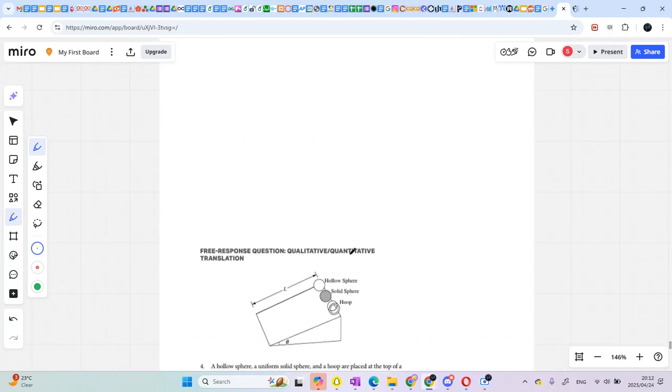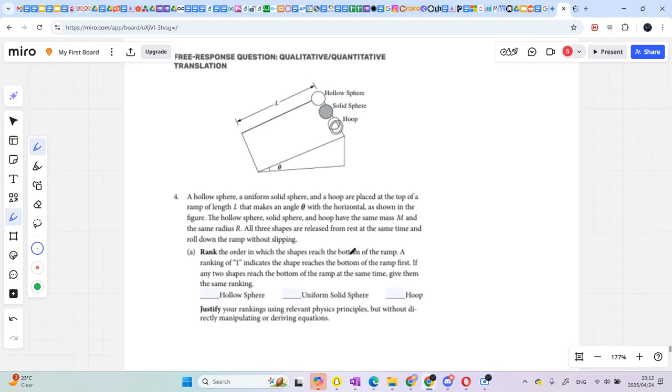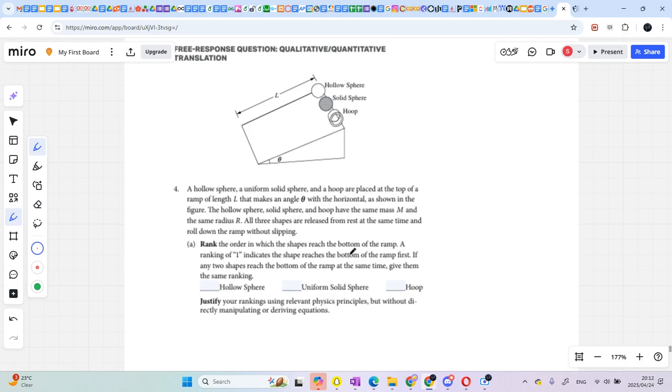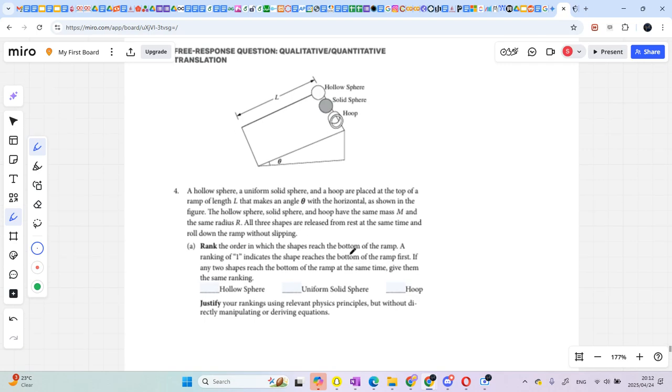All right. Last question, and then I think we'll wrap up. We'll take some questions if anyone has any, so we end off with clarity. So, qualitative and quantitative translation. This is a relatively short question. This one is focusing more on using mathematical representations to justify intuition.